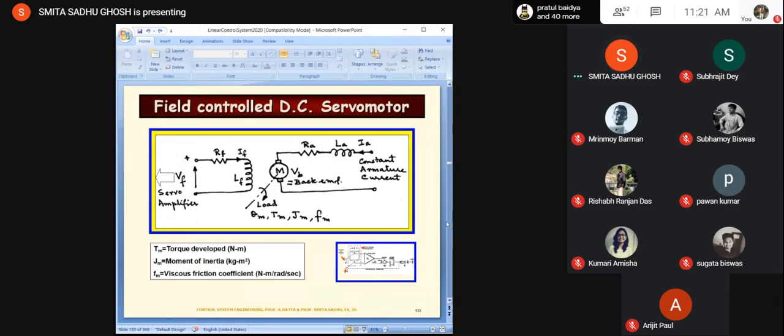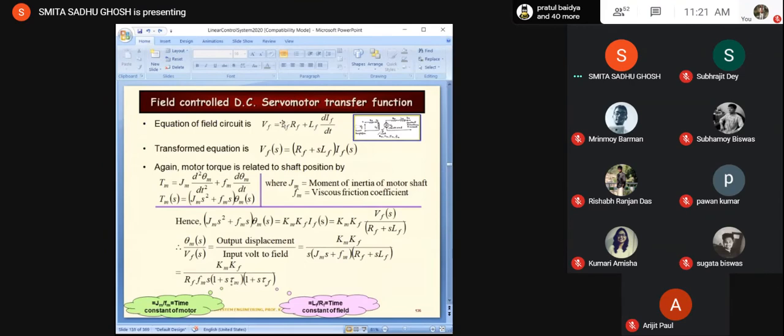So that actually is written over here. So Vf is equal to If Rf plus Lf dIf/dt. That is the equation of the field circuit only. So when you transform that, let us take the Laplace transform of that equation, it looks like this. That is Vf(s) is equal to (Rf plus sLf) into If(s), right?